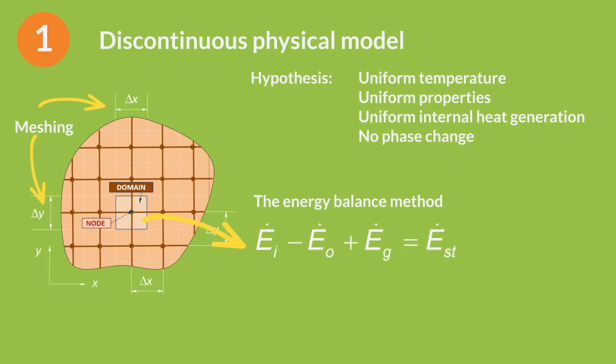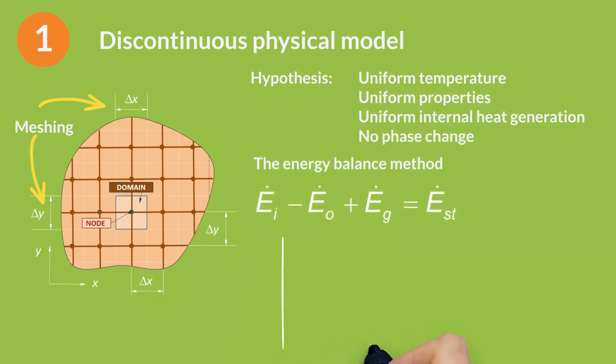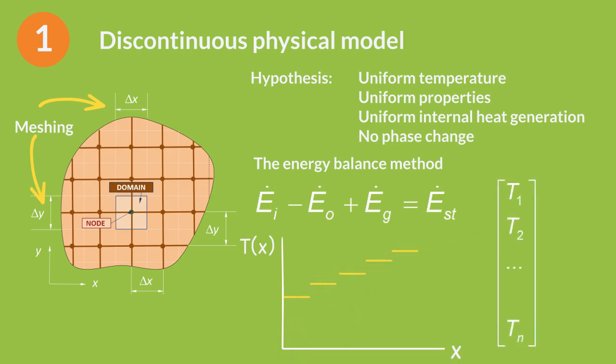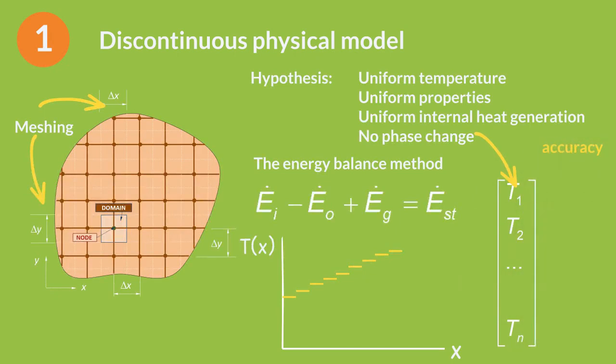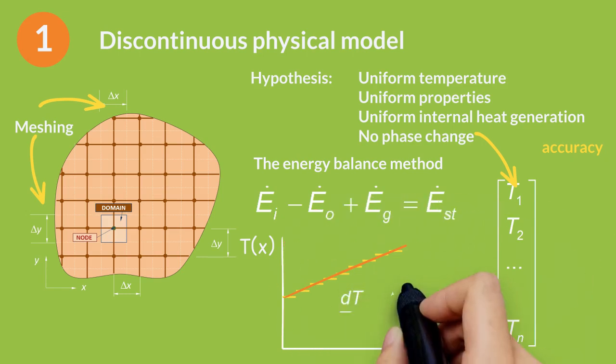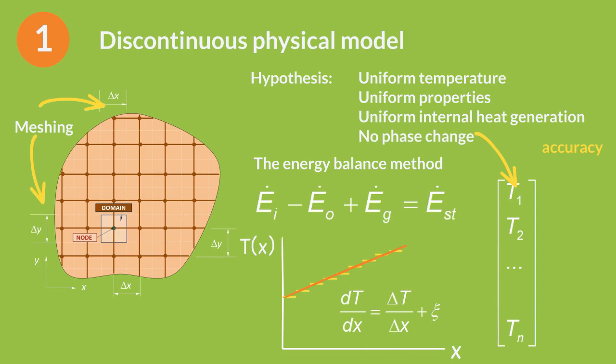The first consequence is that we no longer obtain a continuous function of temperature, but values of the temperature at discrete points. What we have is a vector of temperatures. The more nodes we have, the larger the vector will be. Due to the hypotheses, the finer the mesh, the more the discontinuous description fits the actual physical system. In addition, the finer the mesh, the closer the discontinuous solution is to the continuous solution. The error is thus proportional to the increment of x, y, or z.